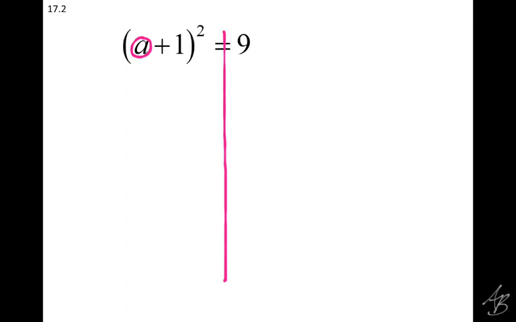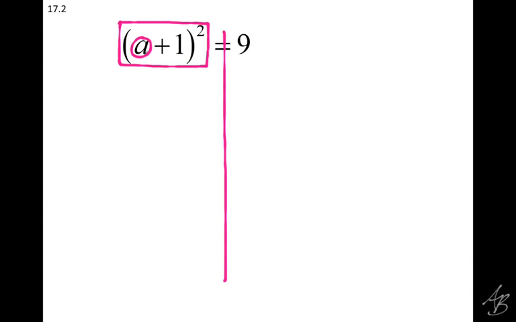Box what? The square. So should I just put it like that? No. Okay, we also want to put it around everything that's being squared, which is the a plus 1. So remember, when a square is on a parentheses, the whole thing is being squared. Now, the reason we put that box there is so that we know we have to get that by itself before we can get rid of the square.